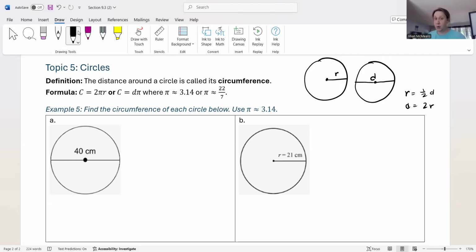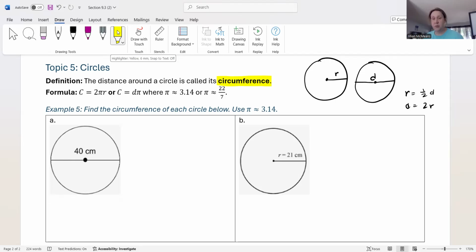Now, when it comes to perimeter, we don't call the distance around a circle the perimeter. Perimeter is specific to polygons. For a circle, the distance around is called its circumference. And we have two different formulas. One involves the radius, one involves the diameter. They're essentially the same thing. So the way I determine which one to use is which value I was given in my circle, the radius or the diameter.